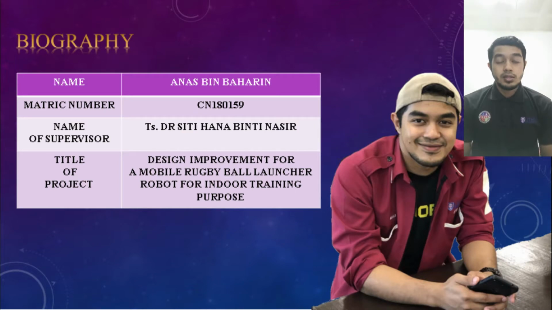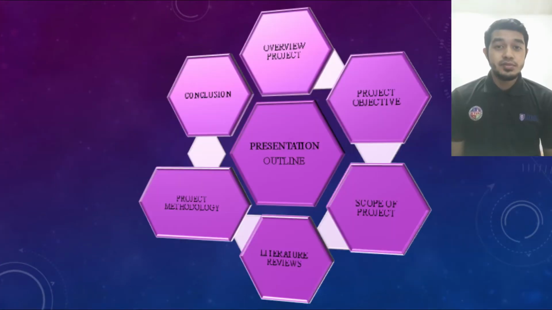So, the title of my project is Design Improvement for a Mobile Rugby Ball Launcher Robot for Indoor Training Purpose. This is my presentation outline: number one is the overview of the project, the second is the project objective, the third is the scope of study, the fourth is the literature review, then the project methodology, and the last one is the conclusion.